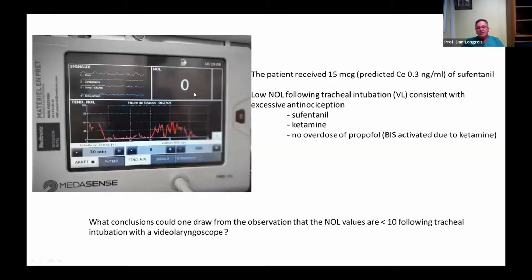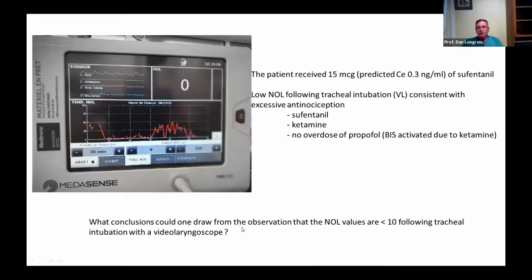So the problem is that the patient was intubated with a video laryngoscope, and it took only 15 seconds to get the tracheal tube into the trachea. And basically the question here is, what can you draw as conclusions? Well, because it was video laryngoscopy, it's not direct laryngoscopy, and therefore that means that 15 micrograms of sufentanil was sufficient to avoid an increase in NOL with a nociceptive stimulus that is video laryngoscopy. Probably it could have been insufficient if a direct laryngoscopy had been done.